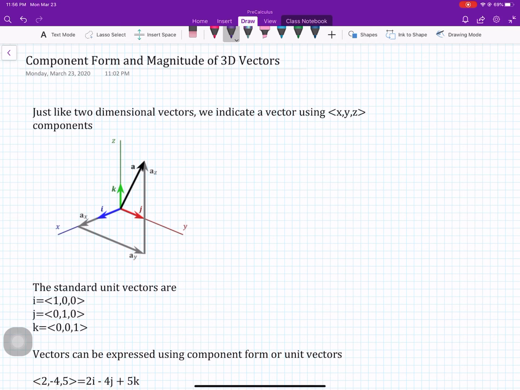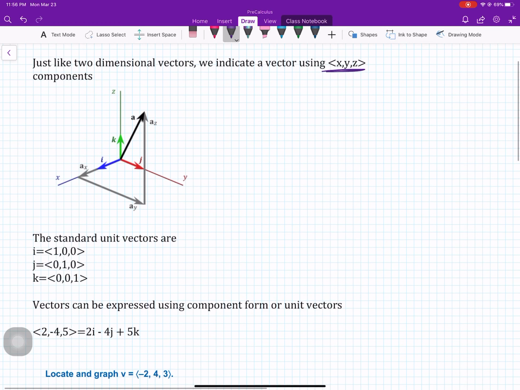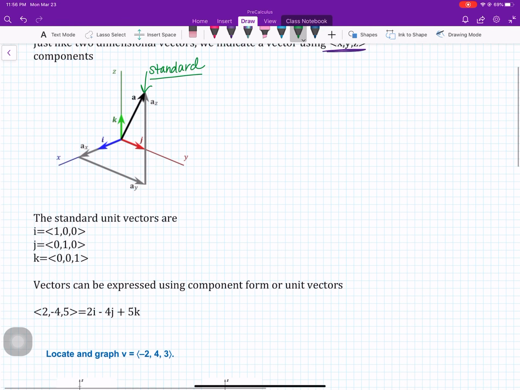Just like two-dimensional vectors, we can indicate a vector using our pointy brackets, our x, y, and z, similar to how a point is. With vectors, again, it is kind of hard to draw in your three-dimensional space, but this black vector is a vector in standard position, meaning that its initial point is at 0, 0, and then its terminal point is anywhere in the universe. But just like before, vectors we can pick up and move wherever we want. Just depends on what we need them for.